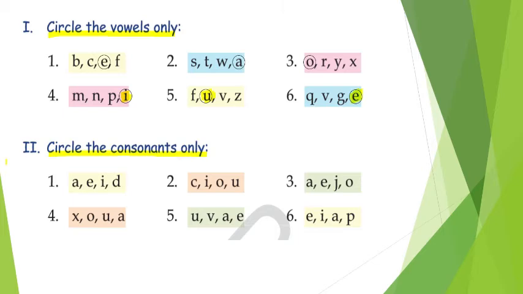Alright? So the first word we have here is A, E, I, D. Now you know that A is a vowel, E is also a vowel, I is also a vowel. So there is only one left, and that is D. So D is a consonant. In the second word we have C. It is a consonant. Here C is a consonant.